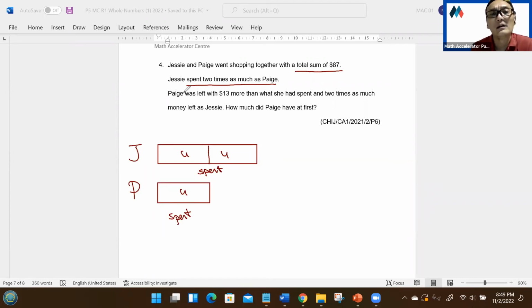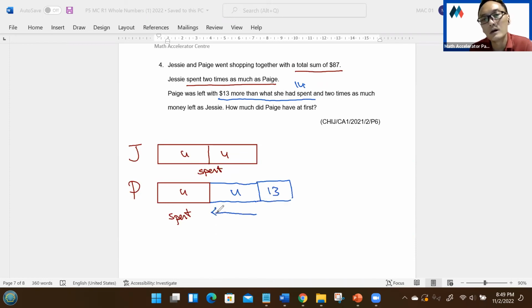So now, Paige is left with $13 more than what she spent. She spent 1 unit. So whatever she's left must be 1 unit plus 13. Do you agree with me? Right, this part okay? Can follow? If you can follow, please type yes. We're doing this part. That Paige was left with 13 more than what she spent. If she spent 1 unit, she's left with $13 more than 1 unit, right?